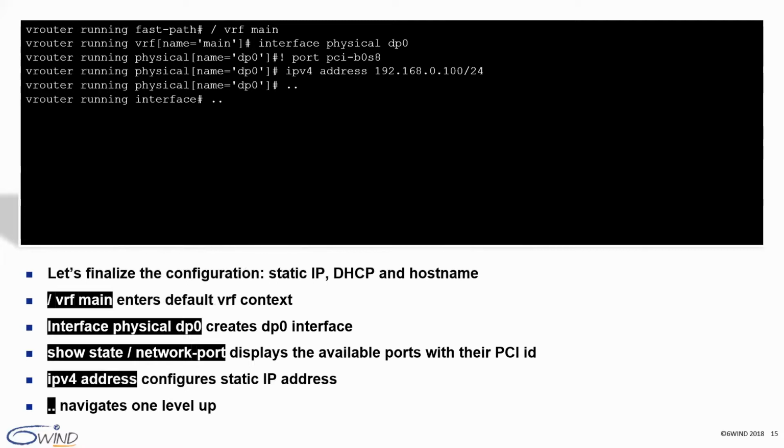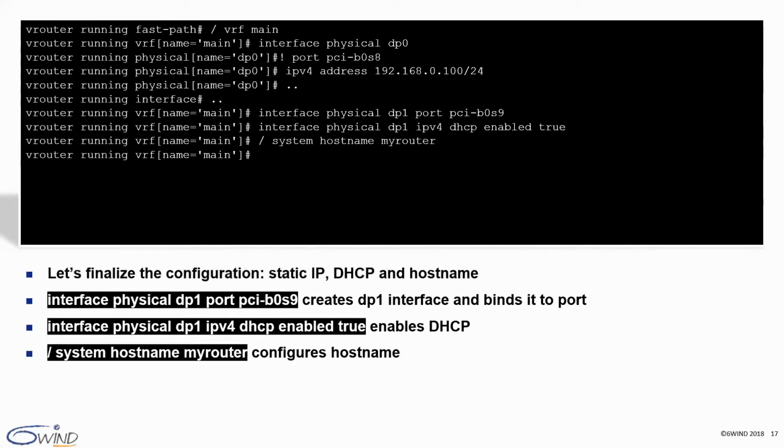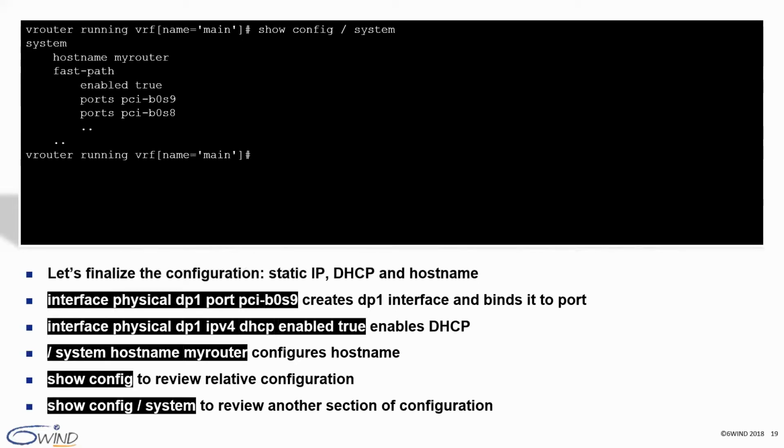Let's do a similar configuration on another interface named DP1, but this time we use one-liners to configure the port and enable DHCP without navigating into the interface context. And finally, let's configure a host name using an absolute path. Show config is used to review the relative configuration. And we can also use an absolute path to review another section of the configuration.